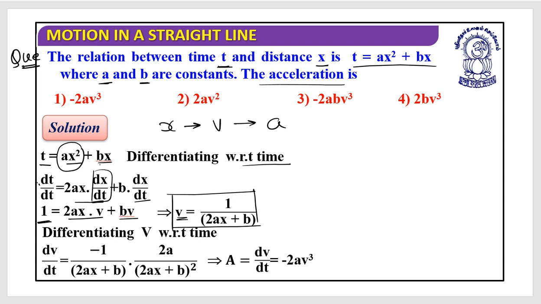So let's differentiate this with respect to time one more time. This can be written as 2ax plus b to the power minus 1. I hope these things are clear to you. If I differentiate this, then it would be minus 1 into 2ax plus b to the power minus 2, multiplied by the derivative of the inside one more time, which is 2a. So if I solve this, what I can have is minus 2 into a into v cube. I hope these things are clear.